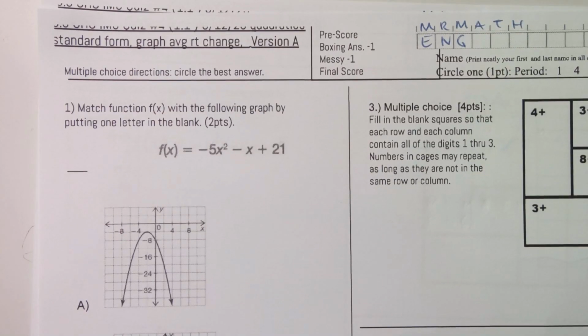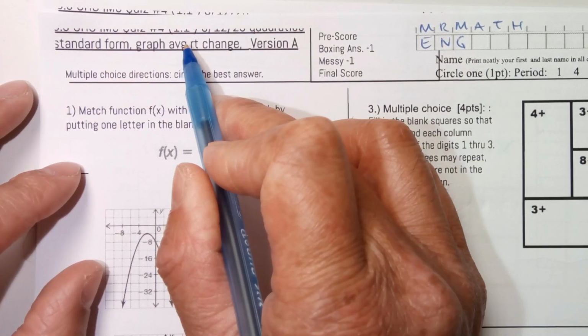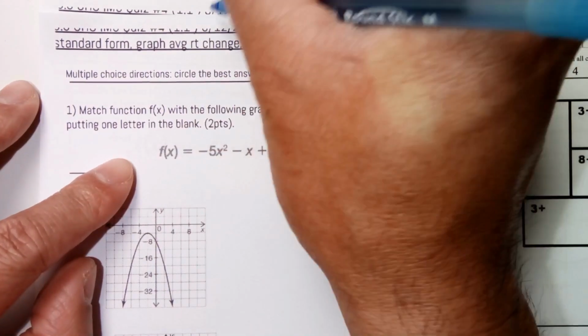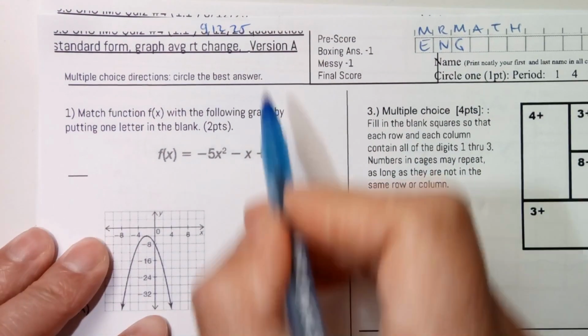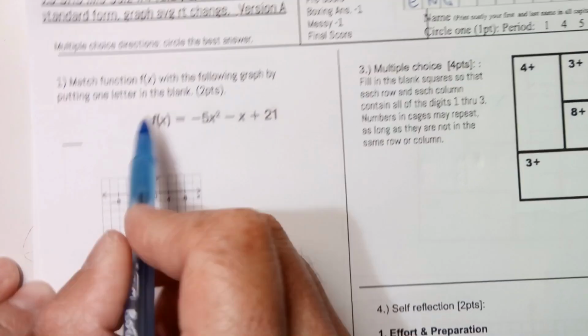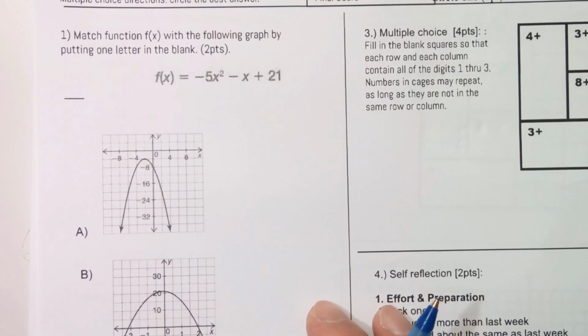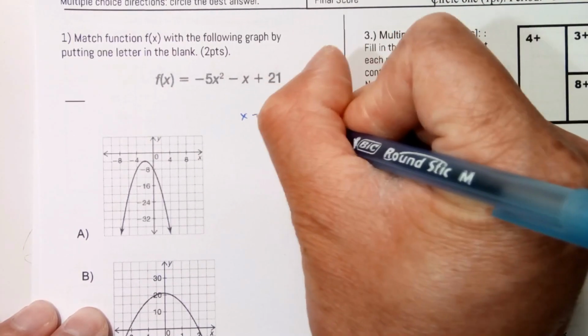Hey guys, let's go over version A of quiz number 4 taken on September 12th, 2025. Match the function with the following graph by putting one letter in the blank. Okay, so I noticed a lot of students were probably doing something like this. Find the axis of symmetry and then try to get 5 points.